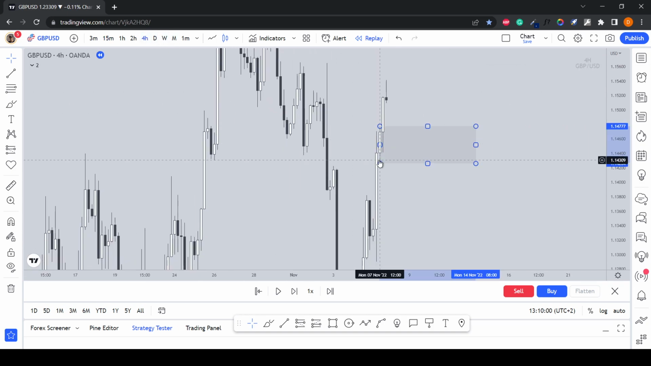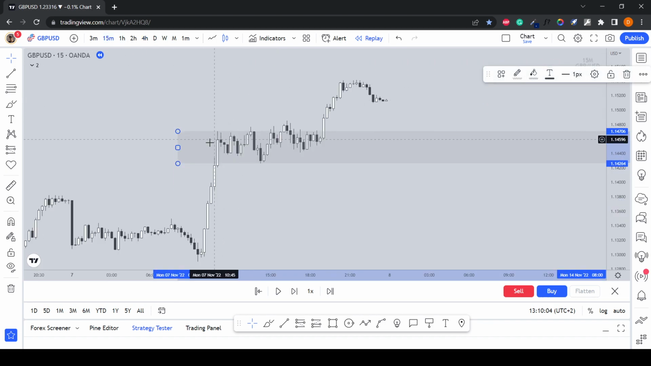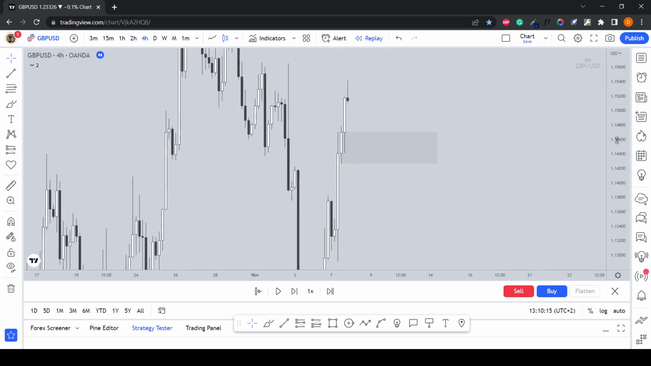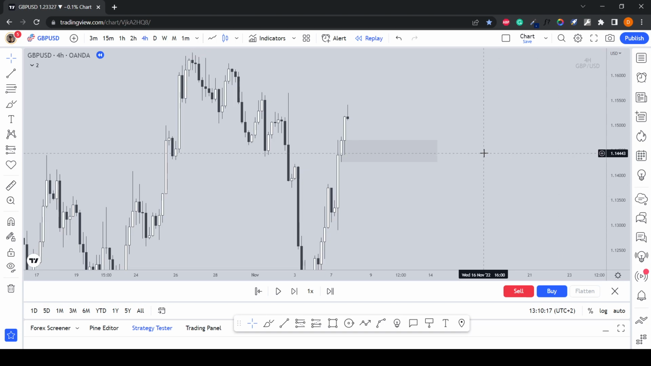So let's see, we have this, and let's go to 15 minutes. Yeah, so you see, this is the down move which we can see between the candles, and we can use these zones as our SnD zone as well. So let's find a couple of examples where it provided a good reaction from a hidden SnD zone.